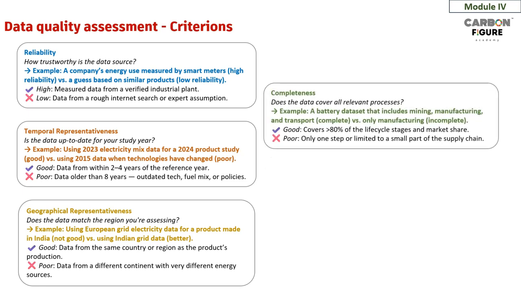The next criterion, completeness. Does the data cover all relevant processes? Right. So the example is a battery data set that includes mining, manufacturing and transport, which seems to be complete, versus only manufacturing impact being included, then it is incomplete. So when a data set covers more than 80% of the life cycle stages and market share, then it is good, right? Only one step or very limited life cycle stages are covered, then they are very poor data sets. They are incomplete.